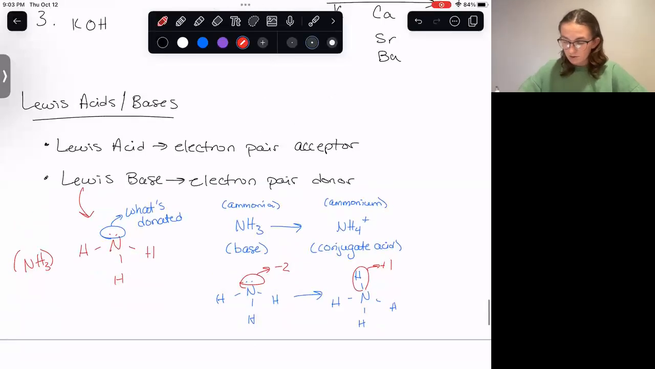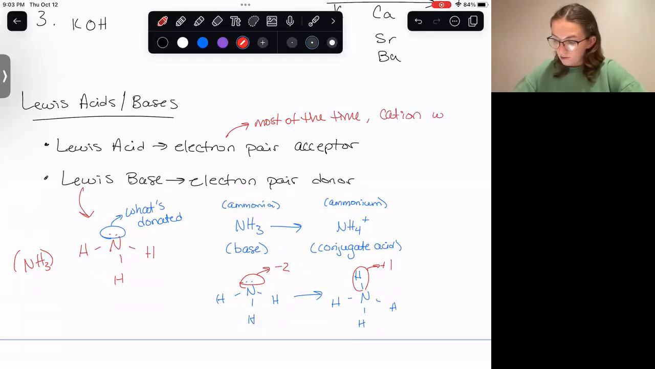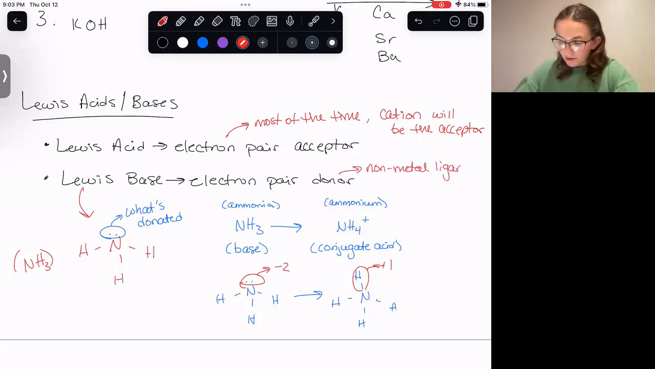Most of the time, a cation will be the acceptor, where it's accepting electrons to negate its positive charge, and a non-metal ligand or some sort of other complex will be your donor.